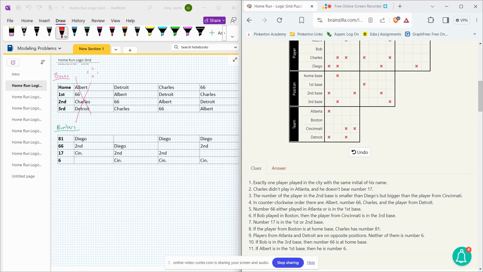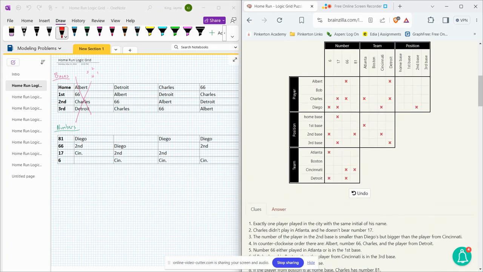Okay, and then I looked at this and tried to figure out, all right, what is a contradiction that I have here? And I looked over here with my clues, just checking everything. One of the things we've already said is that Detroit can't be in third base. And in this particular instance, we had Detroit as third. So I eliminated this as a possibility.